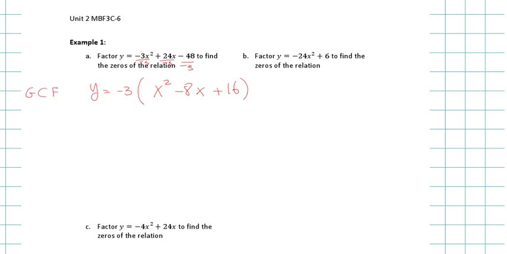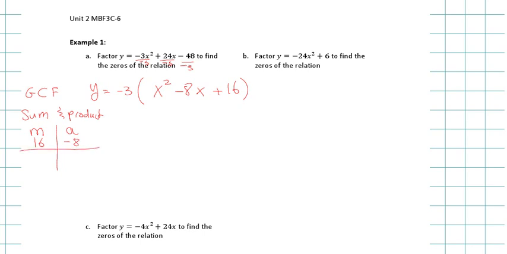Now, my next step is looking at my leftovers. What's up with my leftovers? Trinomial or binomial? Trinomial. Can I do sum and product, right? Now I'm just writing this. You don't have to write this. I'm showing you what I'm thinking, okay? So I'm looking for two numbers that multiply to 16 and add to negative 8. Okay, just give me a second.